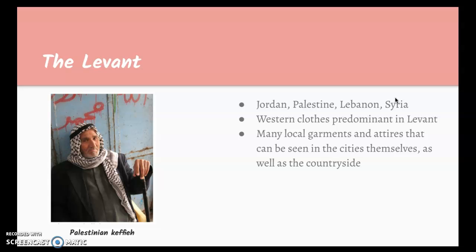So the Levant area includes countries such as Jordan, Palestine, Lebanon, and Syria. And so Western clothes predominate in this area, and many local garments and attires can be seen in the cities themselves as well as the countryside. On the left side of the slide, you can see a man wearing a Palestinian keffiyeh, which is the thing that is wrapped around his head.